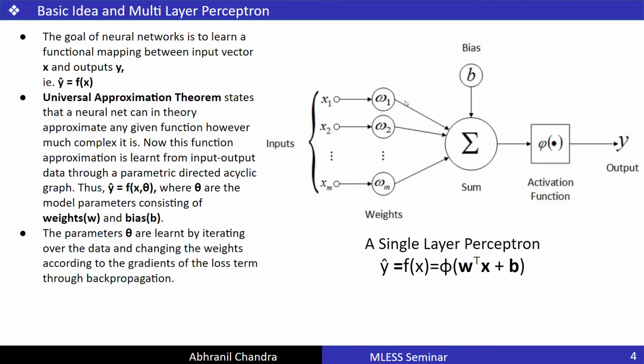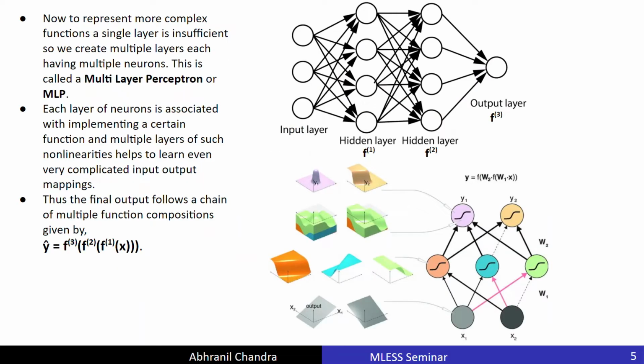On the right hand side, we can see the picture of a single layer of a multi-layer perceptron. A single layer perceptron can be written as y hat equals f of x equals phi of w transpose x plus b. This is the nonlinear manipulation on the affine transformation w transpose x plus b. Now to represent more complex functions, a single layer is insufficient. Thus, we create multiple layers, each having multiple neurons. This is a multi-layer perceptron or MLP.